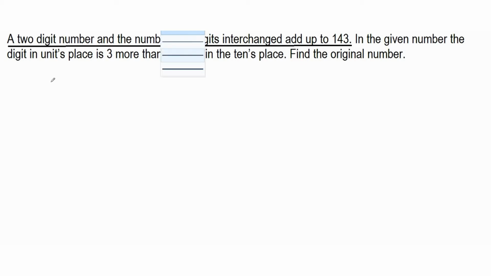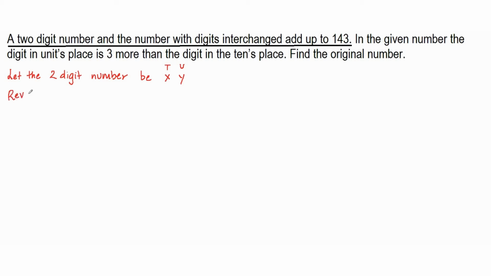Let the two-digit number be XY. And therefore, this is the tens place, this is the units place. So I know that the reversed number is YX, right? Y in the tens place and X in the units place. It is given that the sum of these numbers, that is XY plus YX, is 143.